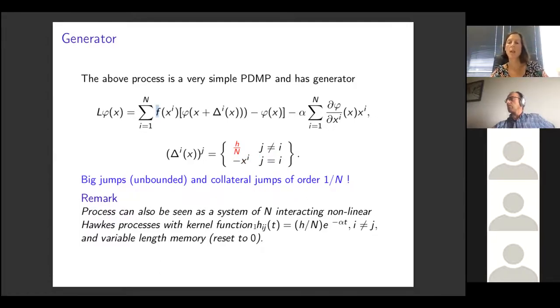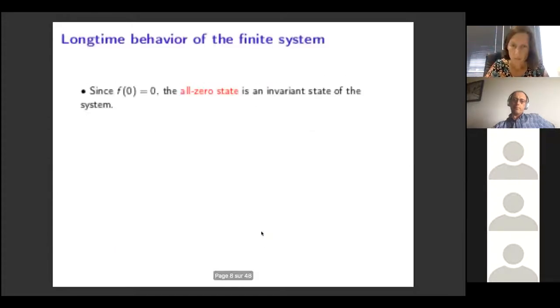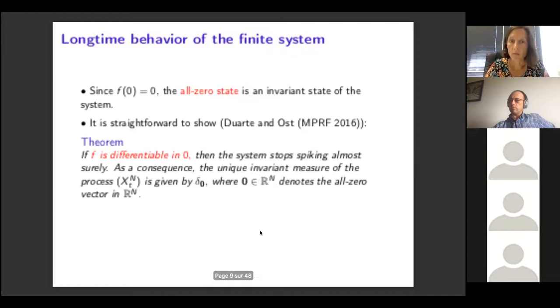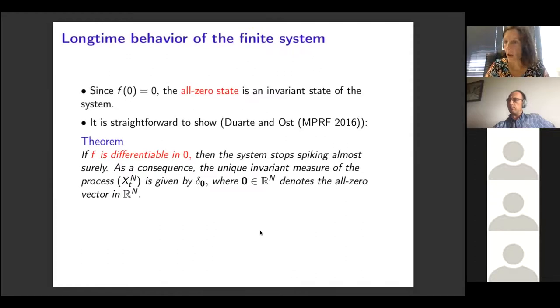and which would have an exponential kernel function and the reset to zero, which is an additional feature. Okay. So the system itself for n neurons, since I suppose that f of zero is equal to zero and zero was the reset value just after the spike, this induces actually the fact that the all zero state is the only invariant state of the finite neuron system.